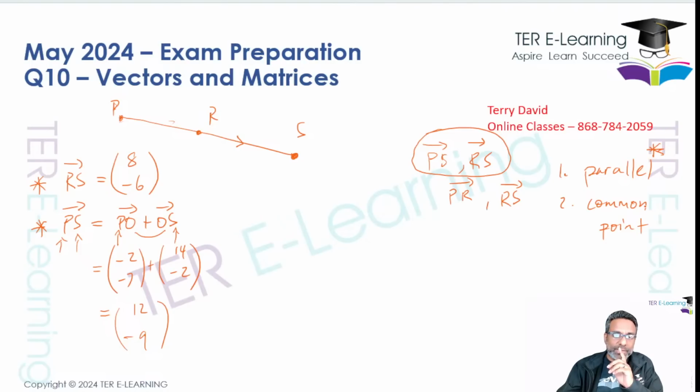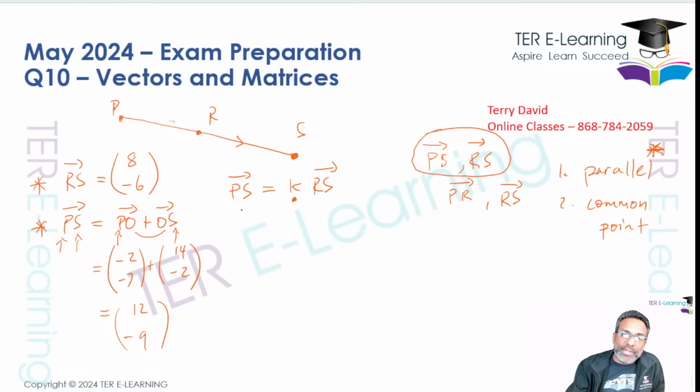Now this is the part that can be a little tricky for some students. PS is the longer, bigger vector. So all I need to do is prove that PS is equal to K multiplied by RS, where K is a constant that we need to figure out. Once you figure out this constant, I'm going to have proved that it's parallel. So the vector PS, 12, -9, is equal to K multiplied by RS, which is 8, -6.